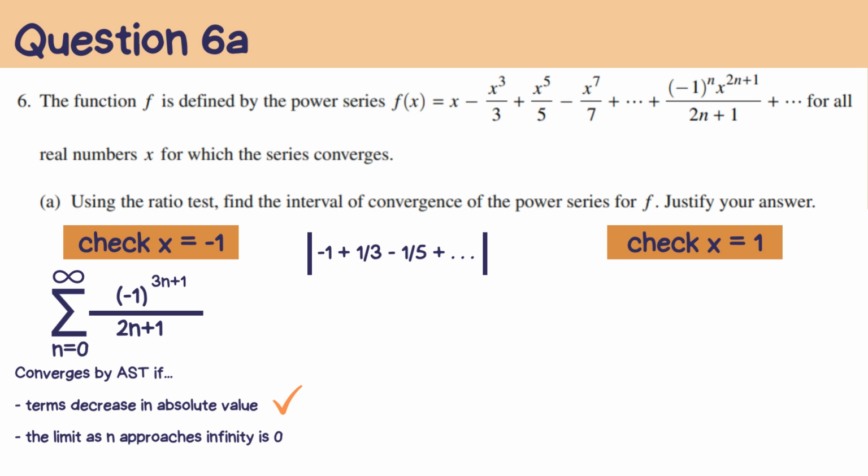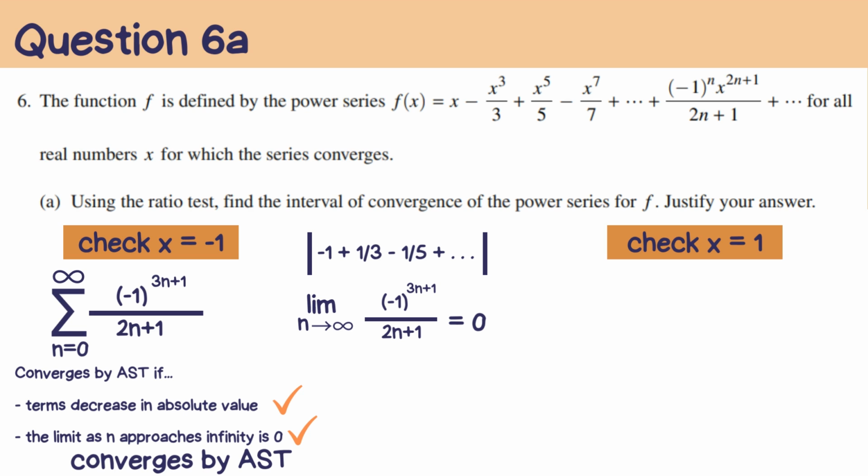Now let's check if the limit as n approaches infinity is 0. I'm going to take the limit of the general term with negative 1 plugged in, and then if I plug in infinity on the bottom, it'll be a 1 or a negative 1 divided by a super big number, so a small number divided by a super big number, which that will be a 0. So yes, the limit as n approaches infinity is also 0, and so by the AST, this series will converge.